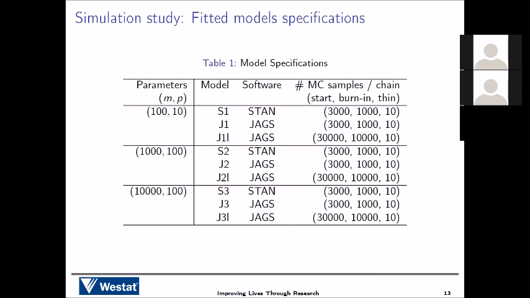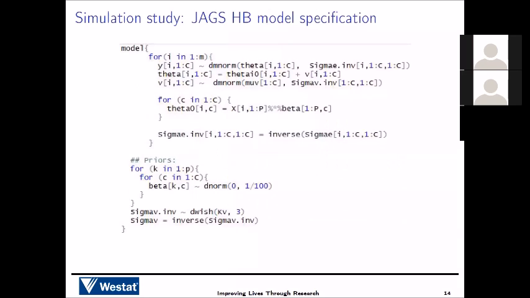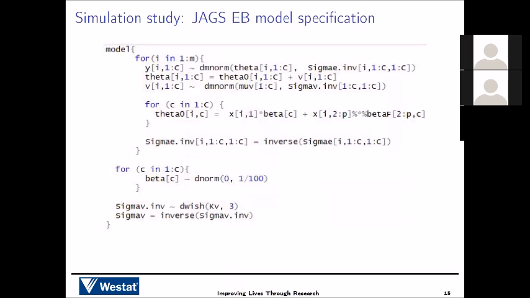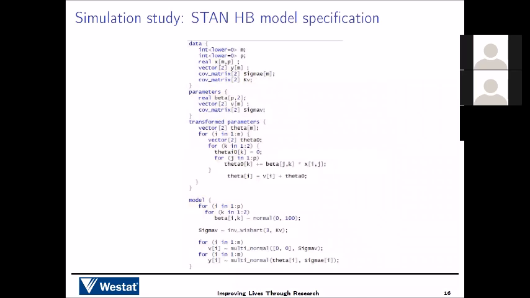So to finalize the specification for the simulation, I'm considering either 100, 1,000, or 10,000 domains, and in terms of parameters, either 10 or 100. So there are three combinations there. S1 would denote the model that was fit using RStan. J1 would be the model using R JAGS. And J1L is again the same model fit in JAGs, but with a larger number of iterations. So these are examples of code. I'll be happy to go over them after the talk, but this is an example of the hierarchical-based model specification for the bivariate model in JAGs, and the empirical-based model specification again in JAGs, and similarly in Stan.